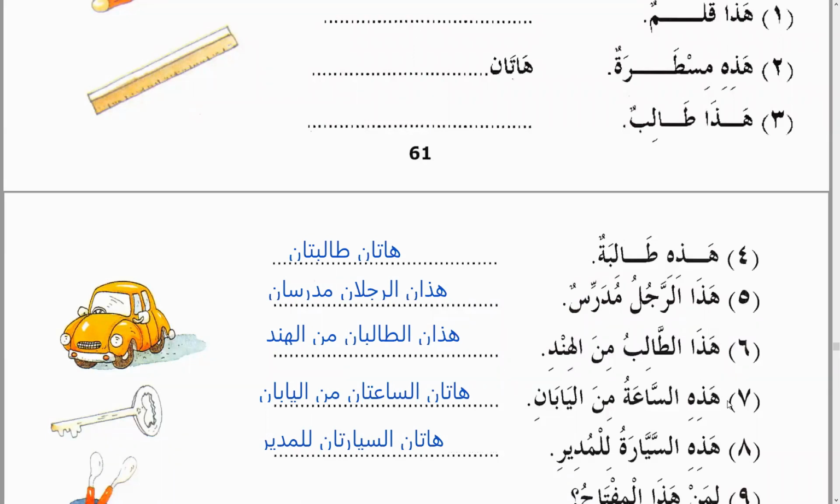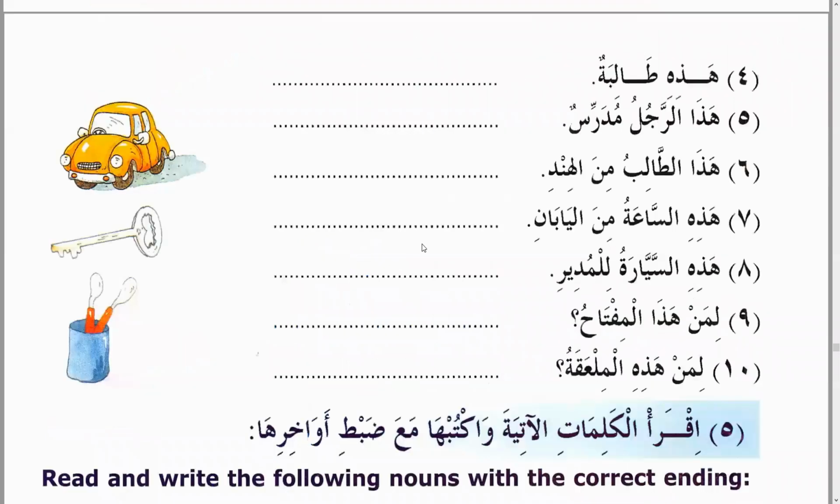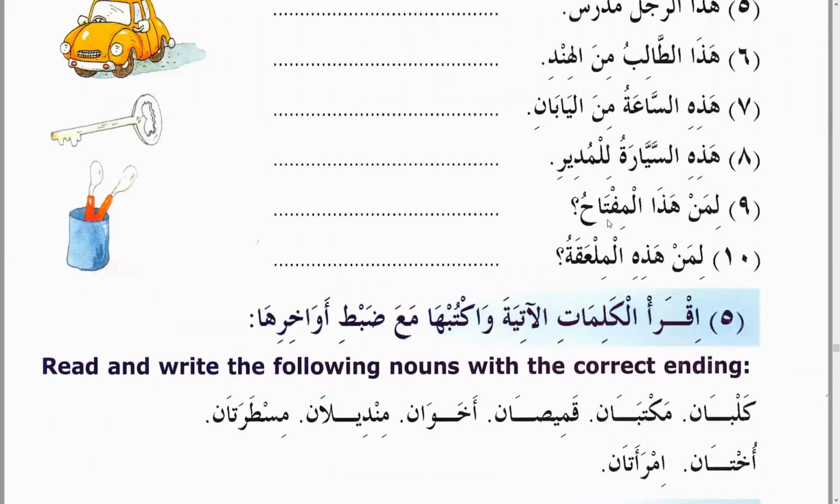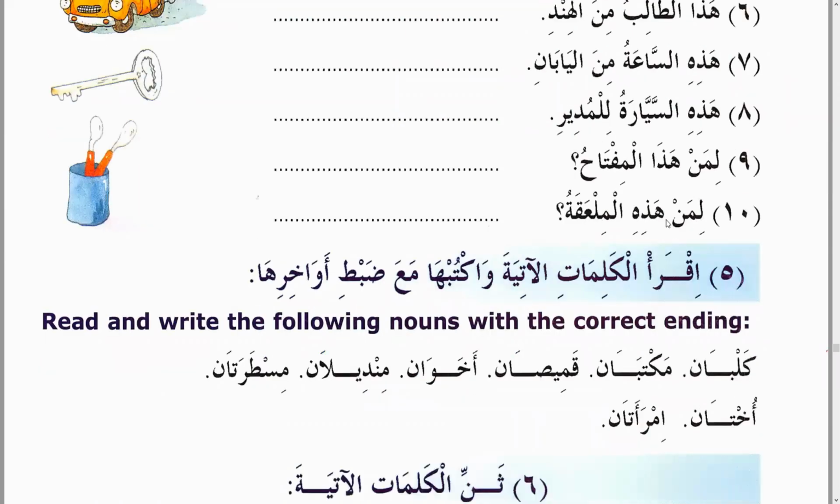Hada, Hadani, Hadihi, Hatani. Then we have Liman hadal miftahu. Whose is this key? So liman will remain the same. Hada will become the dual hadani, al-miftah will become miftahani. Liman hadani miftahani. Whose are these two keys? And liman hadihil milaqa. Whose is this spoon? Whose are these two spoons? Liman hatani milaqatani. So hadihi is not hadani, it is hatani.